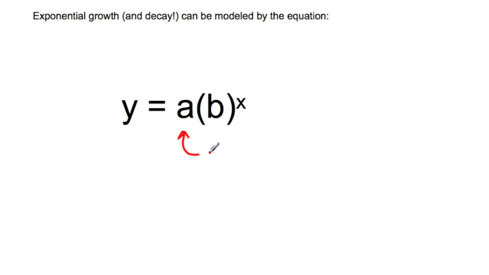A usually refers to your starting amount. That's the amount of whatever value, whether it's people, bacteria, whatever, that you've been given. Another way to look at it is the y-intercept, since it's pretty much where the graph is going to cross, where x equals 0 on your graph.